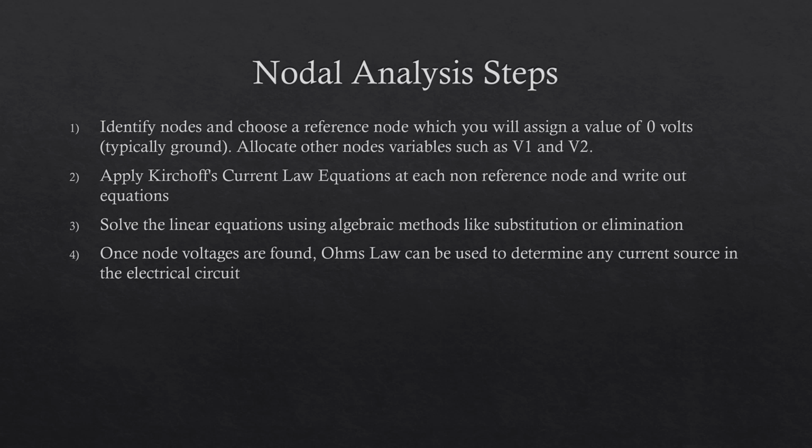To undergo nodal analysis, firstly identify nodes and choose a reference node which you will assign a value of 0 volts, which is typically ground. Allocate other nodes variables such as V1 and V2. You then want to apply Kirchhoff's current law equations at each non-reference node and write out these equations. You then solve the linear equations using algebraic methods like substitution or elimination, and then once all voltages are found, Ohm's law can be used to determine any current in the electrical circuit.